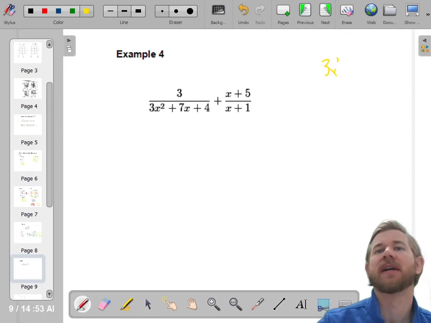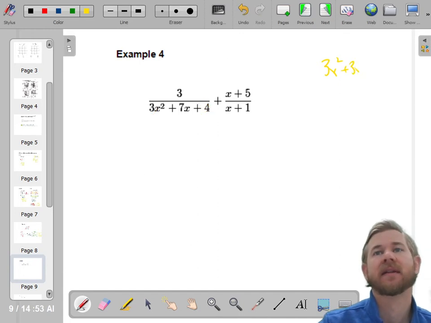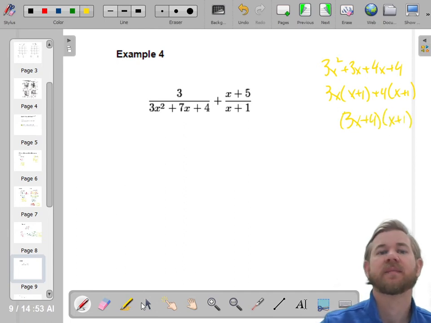So we're going to have to factor the denominator. What multiplies to 3 times 4? What multiplies to 12 and adds to 7? That's 3x and 4x. So I'll show my split the middle steps here. x times 3x plus 4, plus 1 times 3x plus 4. So my factors are 3x plus 4 and x plus 1.